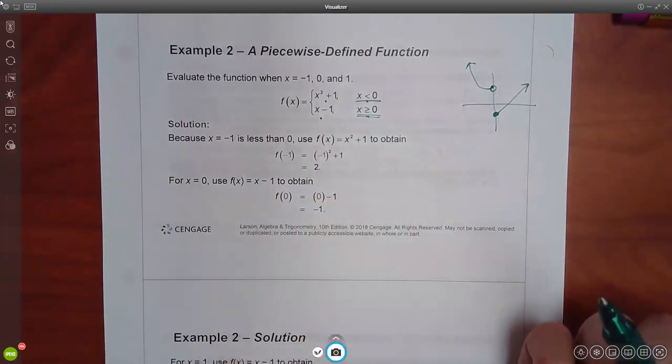Never under any circumstance are you going to plug -1 into both functions. If you do that on a test, you get it completely wrong because you're supposed to know which one you're supposed to plug it into, okay? Don't plug -1 into both. It can only be plugged into one and you need to know which one.